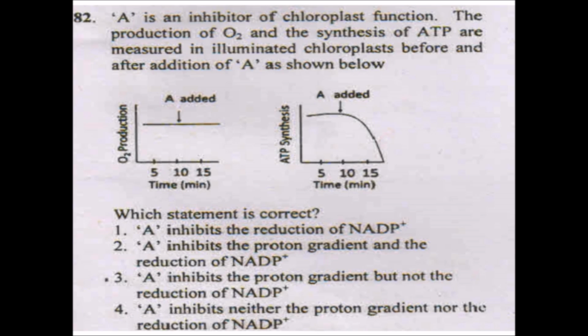Question number 82. A is the inhibitor of chloroplast function. The production of oxygen and synthesis of ATP are measured in illuminated chloroplasts before and after the addition of A as shown below. Now, if you see these two graphs, on addition of A, the oxygen production doesn't get hampered. But in the case of graph 2, addition of A is decreasing the synthesis of ATP.